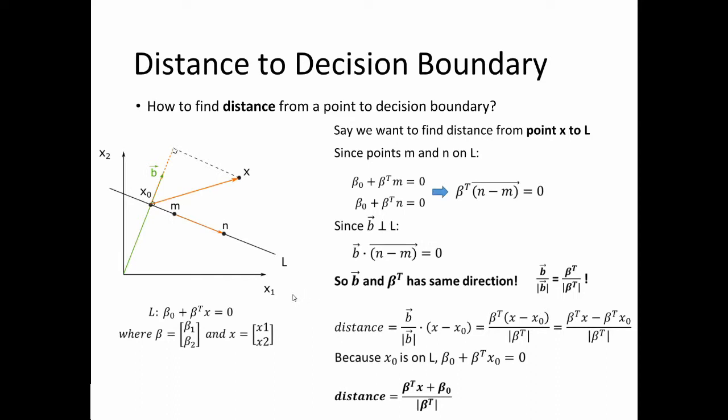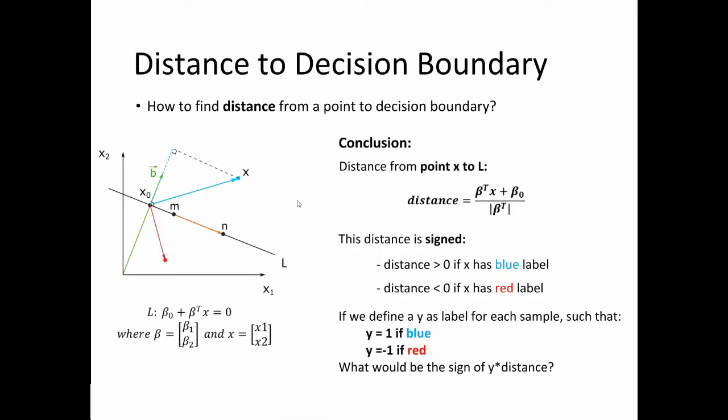And there's another trick that we can play here. Because x0 is on this line L, x0's coordinate should also satisfy this equation here. So beta naught plus beta transpose x0 should also equal 0, which is shown here. And hence beta transpose x0 is equal to minus beta naught. We can substitute this with this term here, and we can get this expression. This is very interesting because it tells us that if we want to find the distance from a point to a line, we just need to substitute the coordinate of that x into that line's expression and then divide that by the beta transpose length.